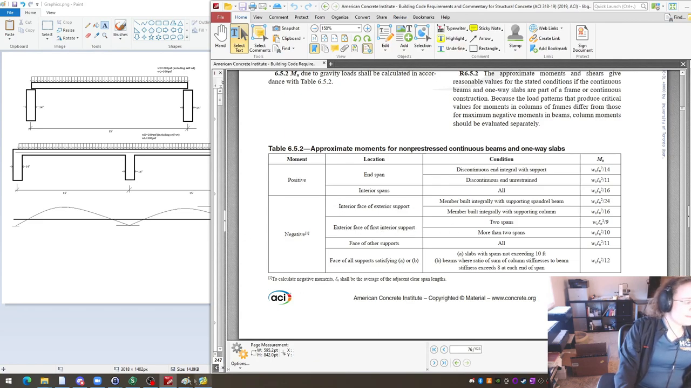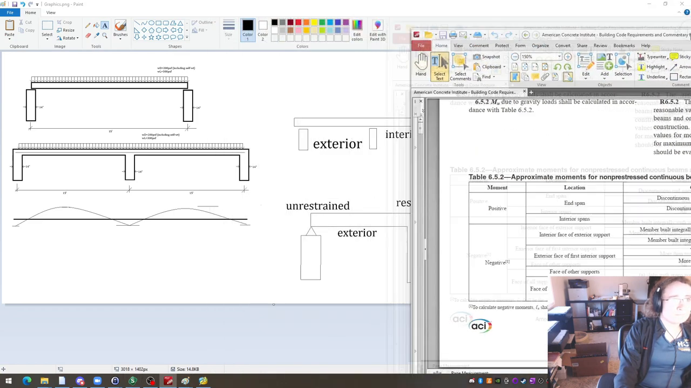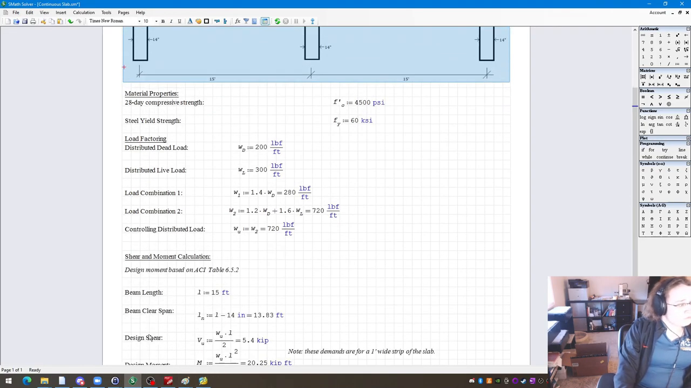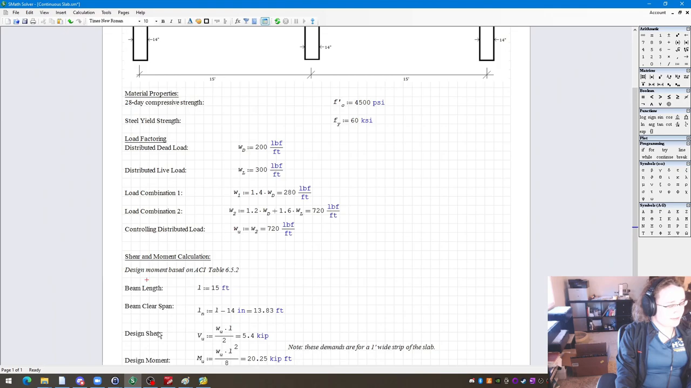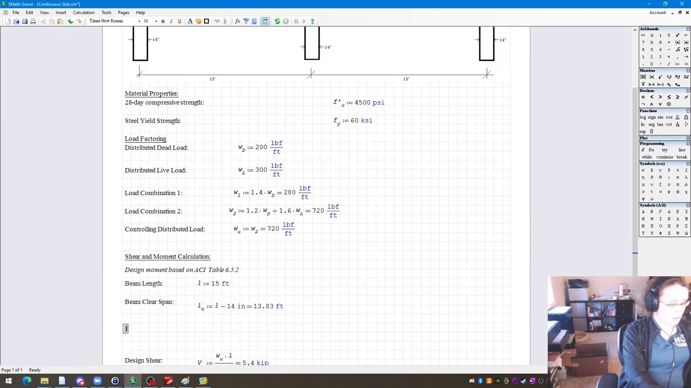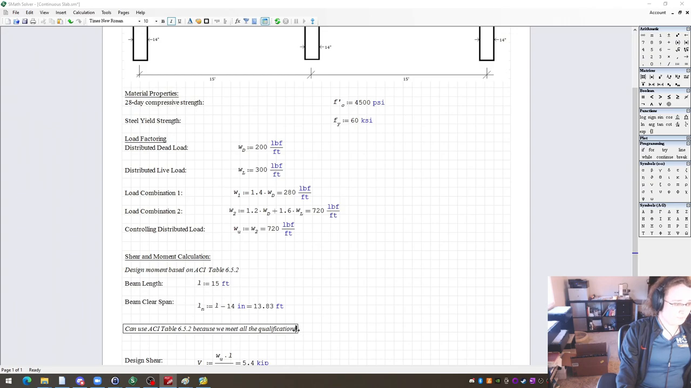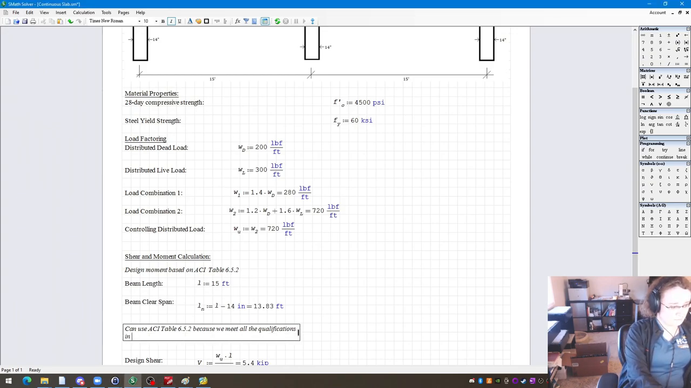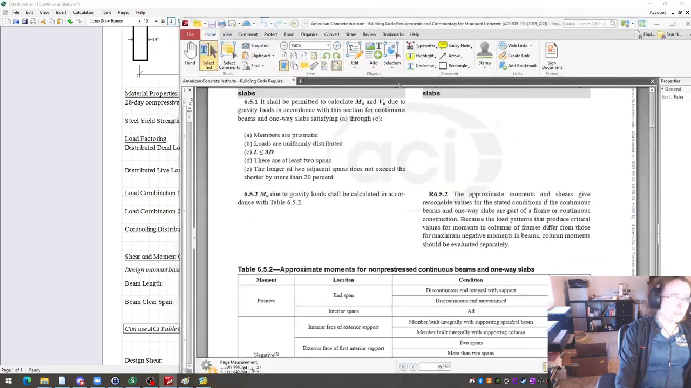For the positive moment, let's go ahead and just do this explicitly. Maybe I'll put a note here: can use ACI Table 6.5.2, because we meet all the qualifications in Section 6.5.1. And that's what we looked at previously. 6.5.1, as a reminder, is this here: all members are prismatic, loads are uniformly distributed, etc.